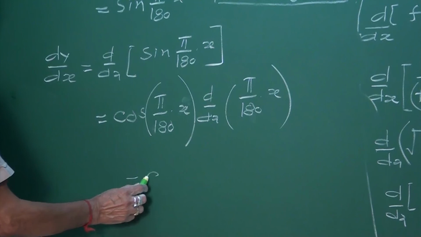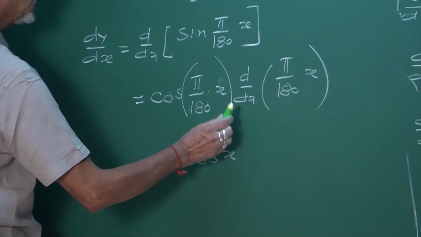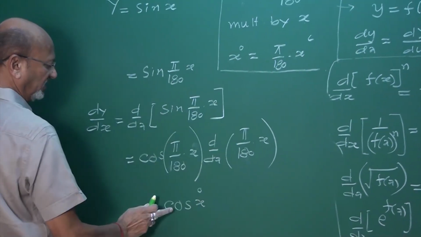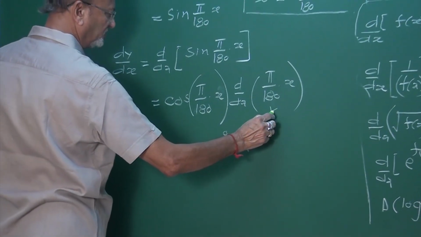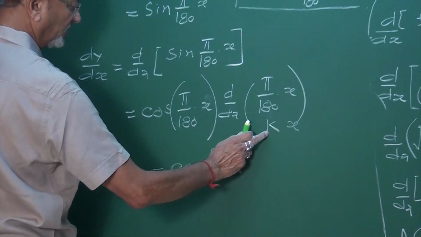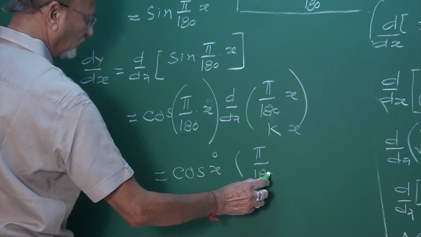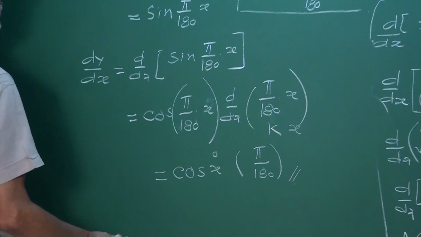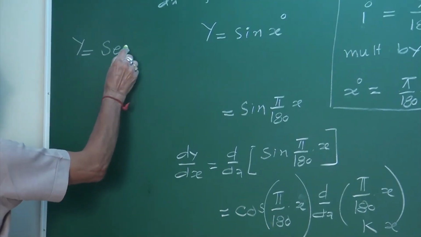This is cos. My friend, I write this as what? X degree. See, pi upon 180 into x radians is x degree. I convert. What is the derivative of this? My friend, this is k, constant, x. What is the derivative of kx? K. What is k? It is pi upon 180. Yes, if you wanted one more, otherwise you can do all these examples at home.